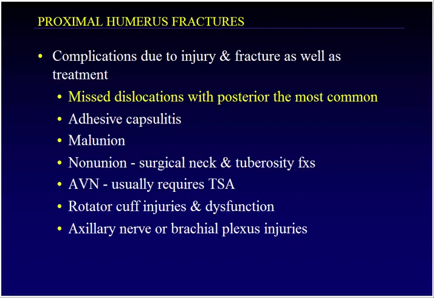Adhesive capsulitis or frozen shoulder is a very common complication in patients with proximal humerus fractures. You can get malunions, particularly varus malunions, non-unions of either the surgical neck or the tuberosity fractures. Osteonecrosis, when that happens, there's basically no salvage for that other than total shoulder replacement. Rotator cuff injuries and dysfunction related to the rotator cuff problems are quite common, of course, with proximal humerus fractures. And as mentioned, the incidence of axillary nerve injury is up to 10%. And you can also have brachial plexus problems.